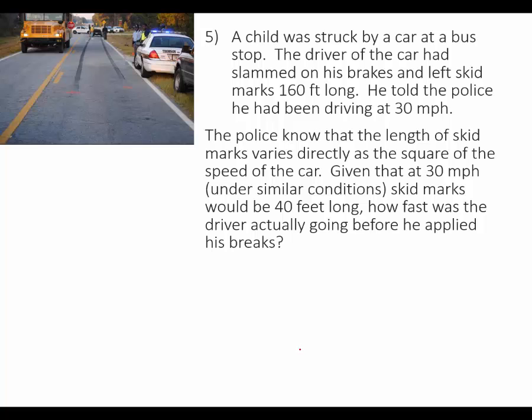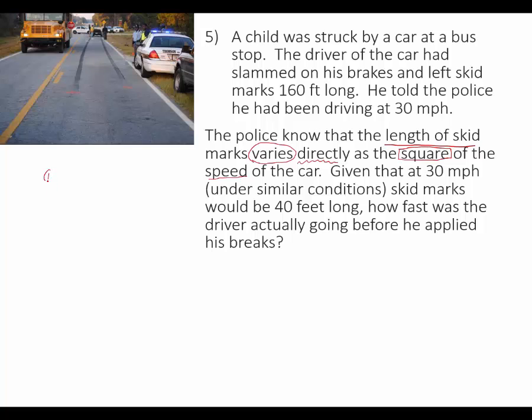Let's stop our reading and focus on the sentence at the beginning of the second paragraph. Police know that the length of the skid, so this is the subject, and that it varies, that is our verb, directly, that is the relationship, as the square, we're going to need to use that as part of our model, of the speed. So let me translate all this into a math model.